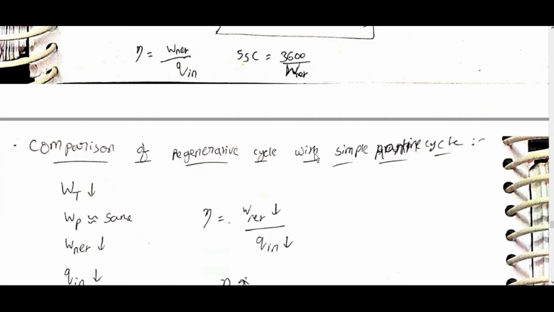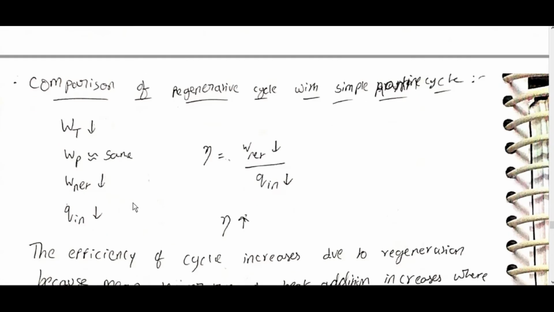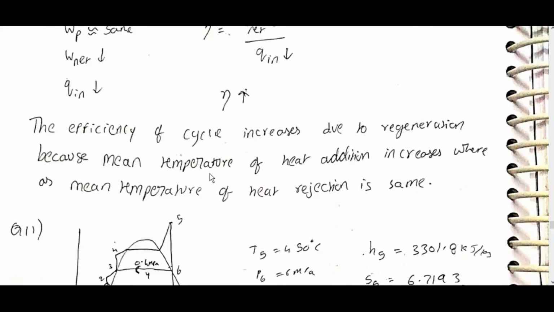Comparison of regenerative cycle with simple Rankine cycle. W turbine decreases, W pump almost same. W net decreases, Qin decreases. Efficiency is equal to W net by Qin. Both decrease, efficiency increases. The efficiency of the cycle increases due to regeneration because the mean temperature of heat addition increases, whereas the mean temperature of heat rejection remains the same.